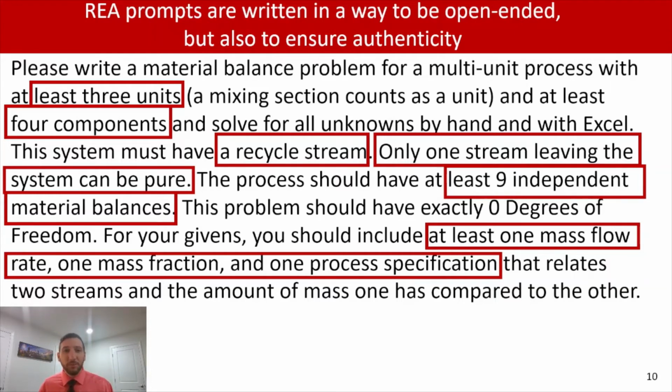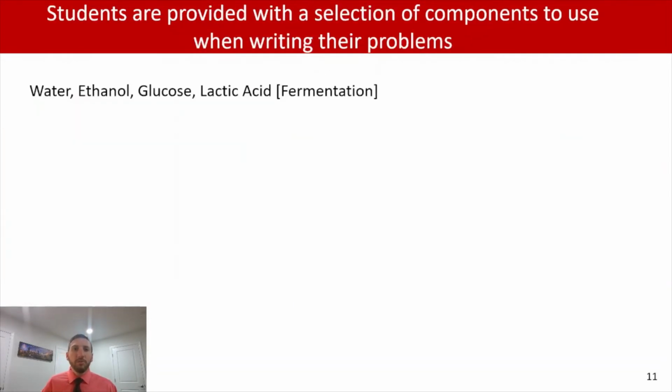And if that wasn't enough to ensure that students are going to be authentic with their writing, I also have another piece to this, where I provide different chemical species that students could use when writing their problem. So for us, one example is they've got water, ethanol, glucose, and lactic acid. And when I give these chemical species, there's another motive as well. I'm trying to make this collection of chemical species into something that is relevant to industry. So for example, water, ethanol, glucose, and lactic acid are all relevant to fermentation.